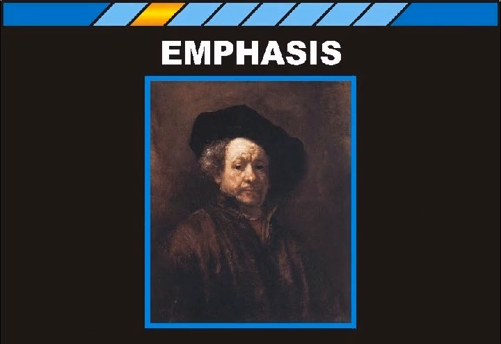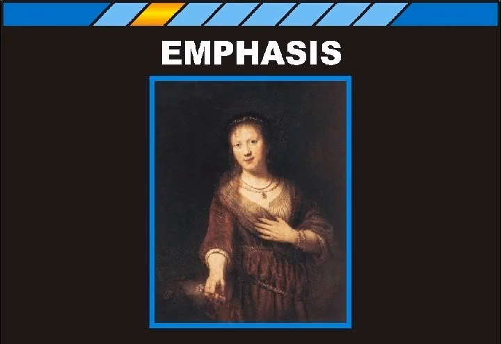Take a look at a self-portrait by Rembrandt and a portrait of Saskia with a flower, also by Rembrandt. The artist draws the viewer's attention to the faces and hands by making these areas dramatically lighter. Everything else within the painting seems to fall into shadow. Therefore, Rembrandt achieves emphasis through his use of contrast.